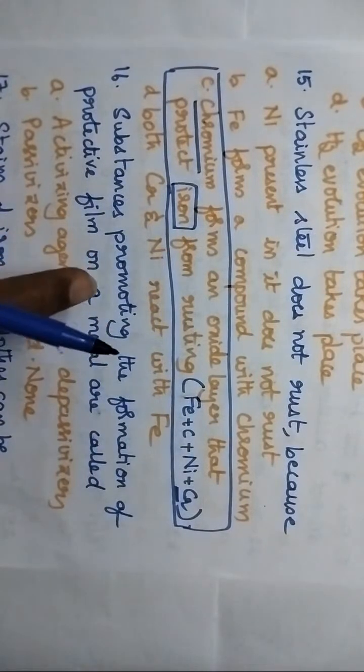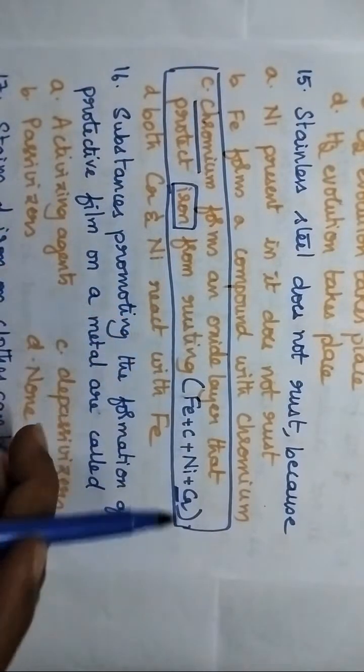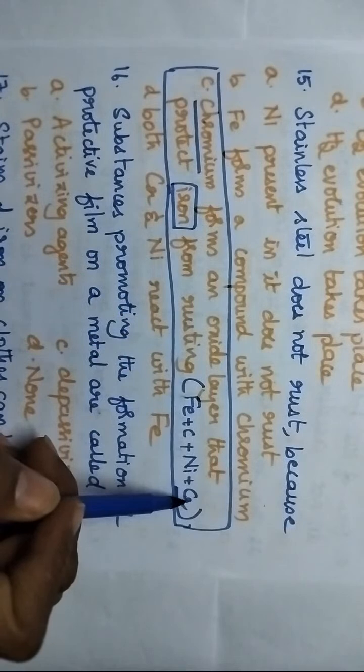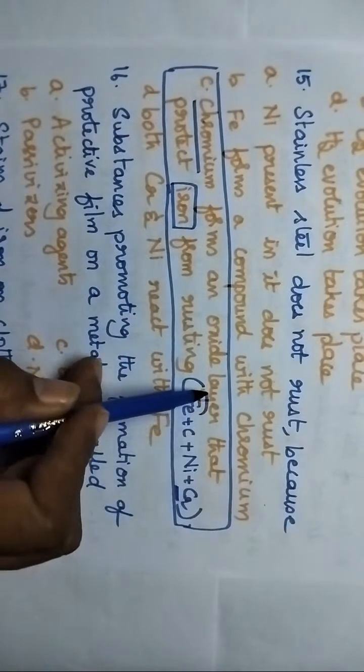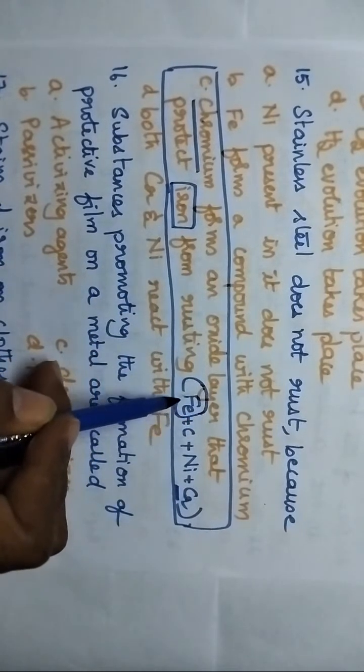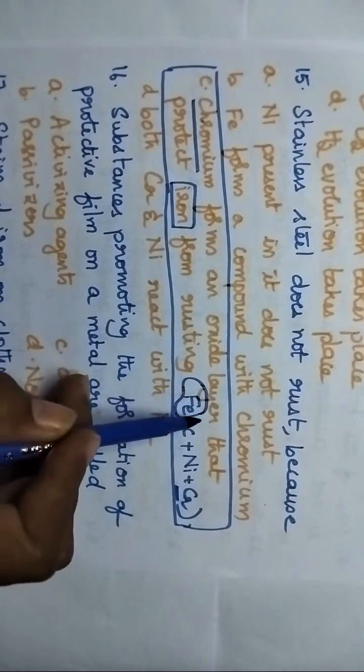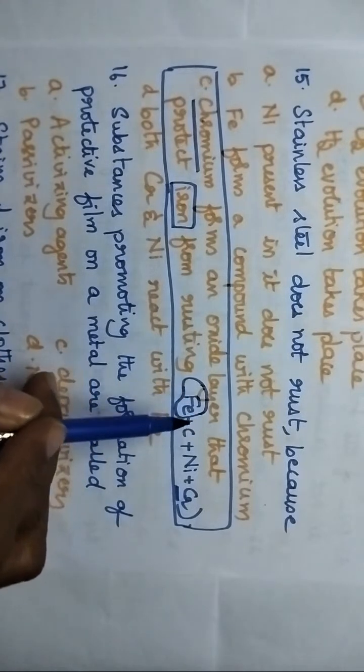Stainless steel will not undergo corrosion since the chromium present in the stainless steel will form a protective oxide layer on the iron and thus it will be protected from corrosion. So option C is the right answer.